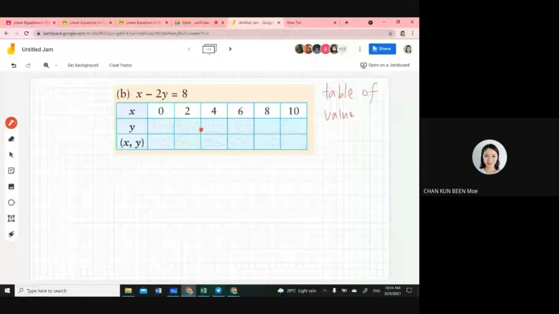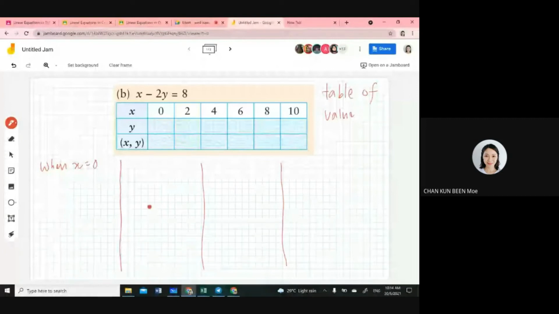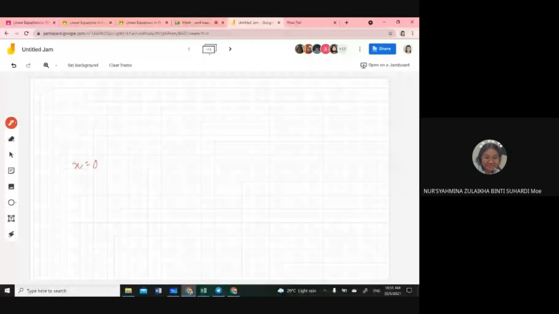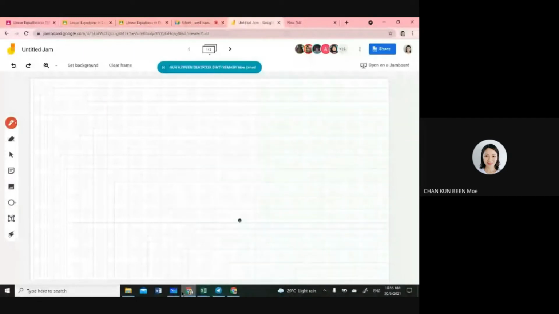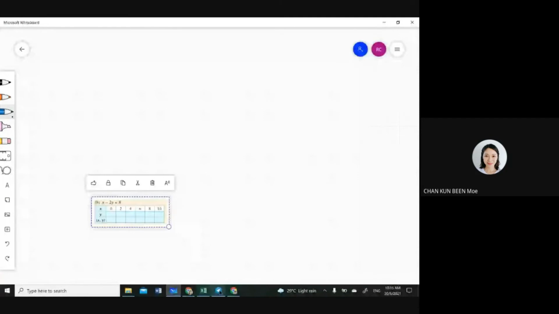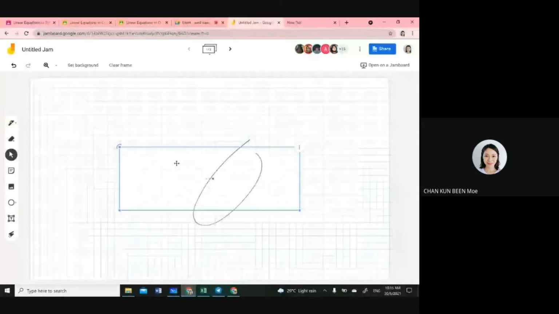Okay, now for example, you're given x minus 2y equal to x. So you are asked to find out when x equal to 0, what is the value of y? Okay, I know you are very excited. Now, I'm going to divide this into four parts also can. So some of you are going to show me the equation here. When x equal to 0, are you writing down using a pen or your finger? Hey, what happened? Finger. Can you stop doing that for a while? I need to copy back. Very excited.